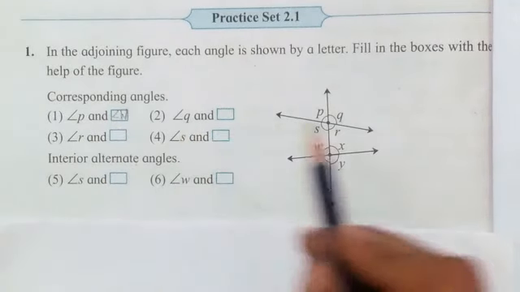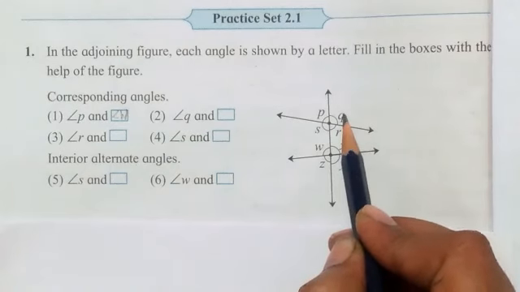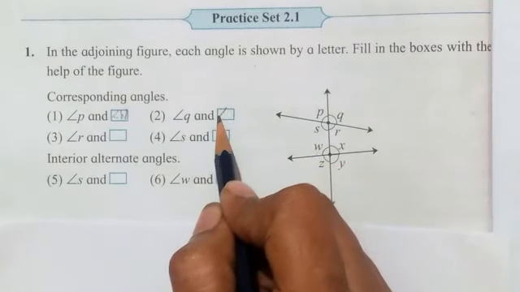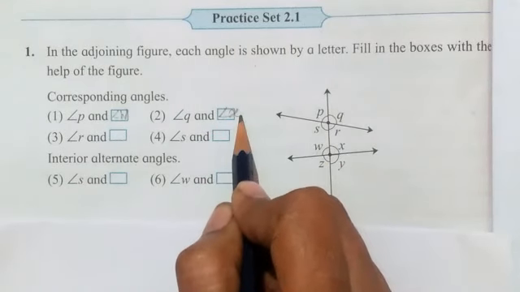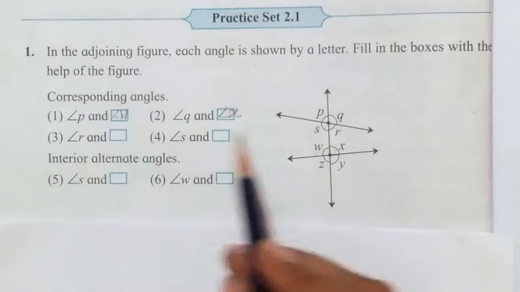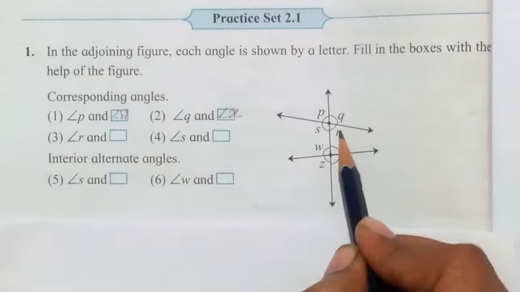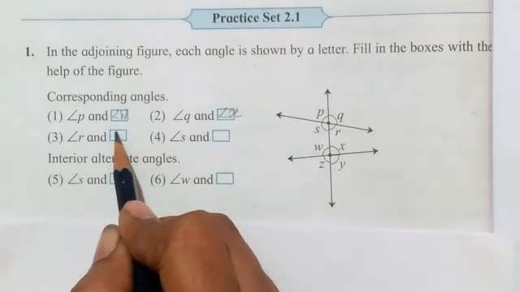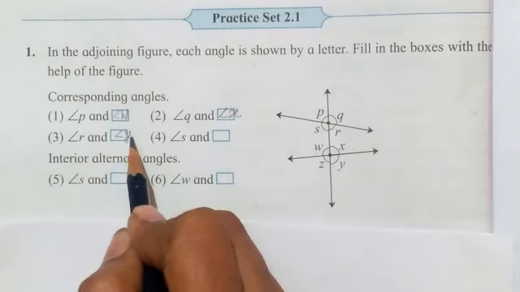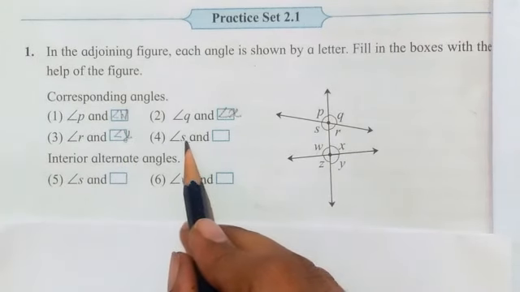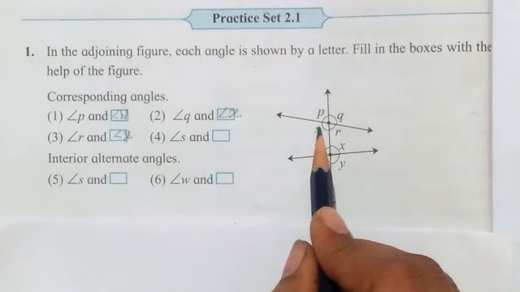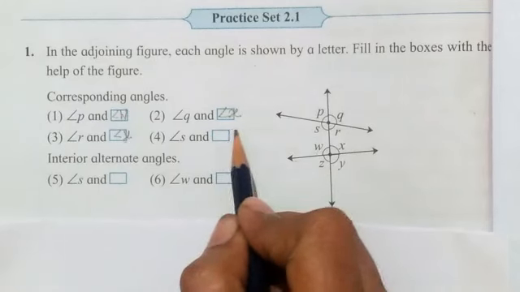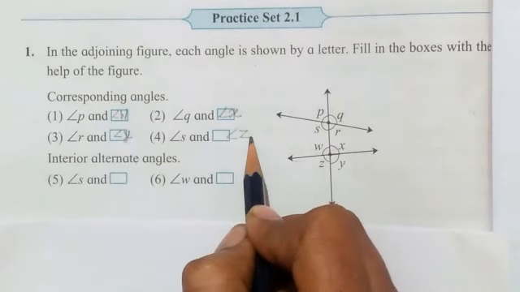Second is angle Q. This one is the angle Q. So here it is matching with the angle X. So we are going to write here angle X. Third one is the angle R. This one is our angle R, which is going to match with the angle Y. So we are going to write here angle Y. Fourth one is angle S. This one is the S. So it is going to pair with the angle Z. So here you will write angle Z.